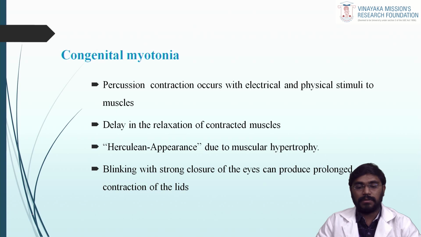Percussion contraction occurs with electrical and physical stimuli to muscles, with delay in relaxation of contracted muscles, and a Herculean appearance due to muscular hypertrophy. Bulking with a strong closure of the eye can produce prolonged contraction of the lids.